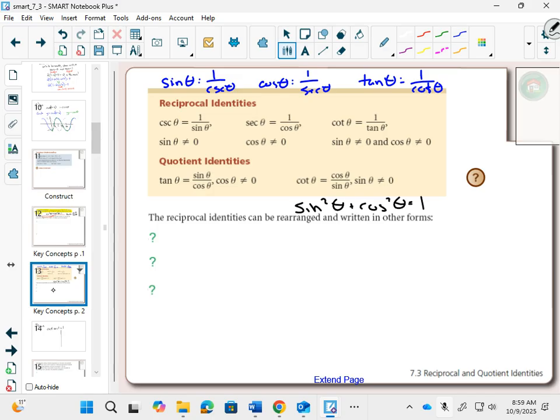Check it out. Cosecant, you could change it to sine. Secant, you could change to cos. Cotangent, you could change to cos over sine. And tangent, you could change to sine over cos. So all 6 trig functions can be reduced to 2 trig functions if you wanted to. This is going to be a big strategy. In fact, I'll use it in this first one.